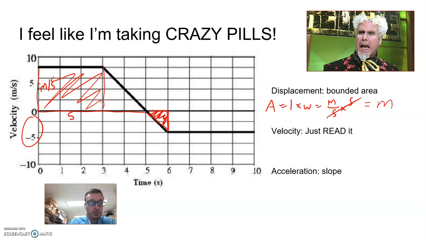The velocity, you literally just read the graph, okay? So if I say, what's the velocity here? You just go over and say, oh, 7.5, I guess. Well, according to the scale. Or I scribbled all over my scale. No, that's not right. 0, 5, 10.